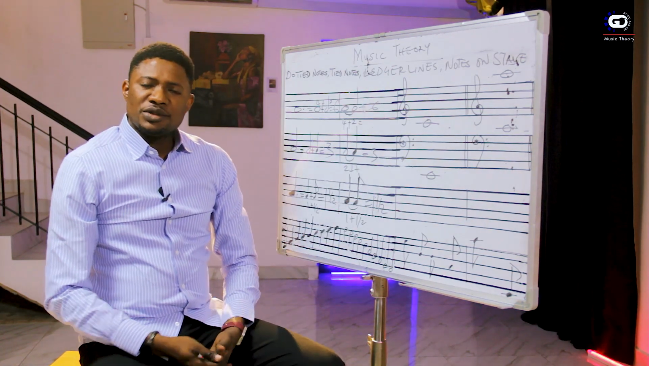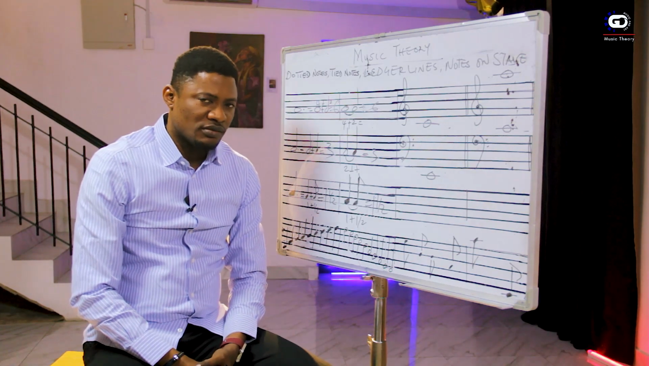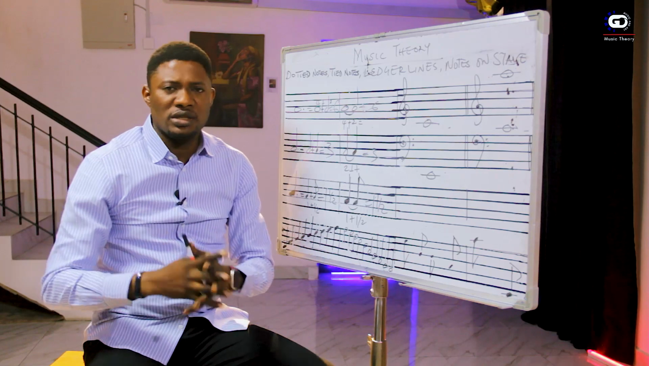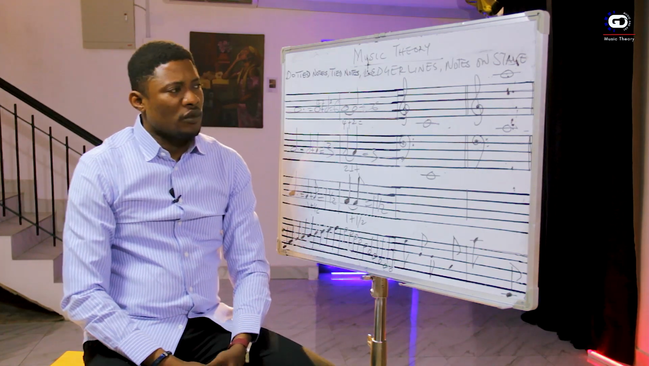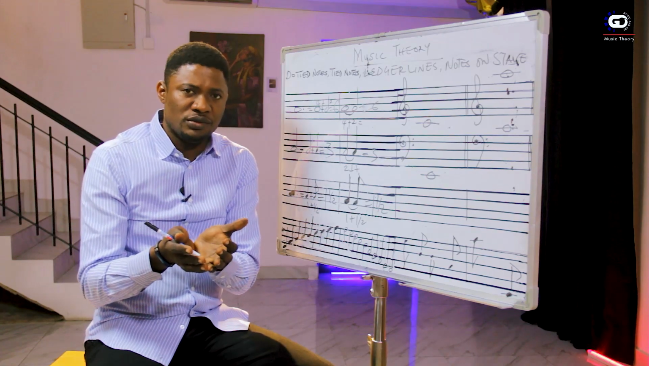Ledger lines are extra lines that are not part of the 5 lines and 4 spaces. They are extra lines above or below the staff. Now also, these ledger lines have their names too.